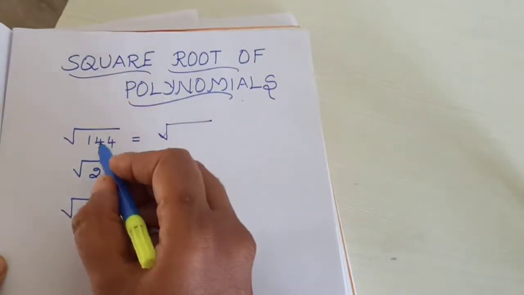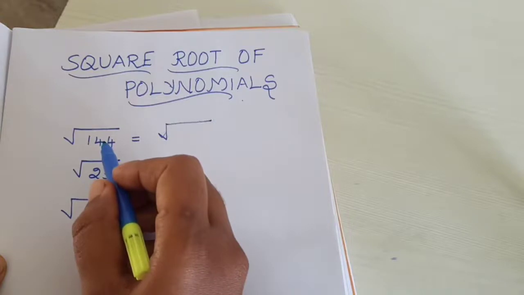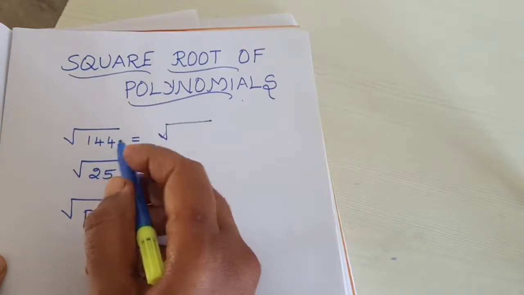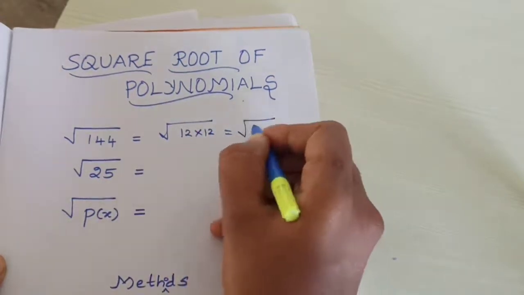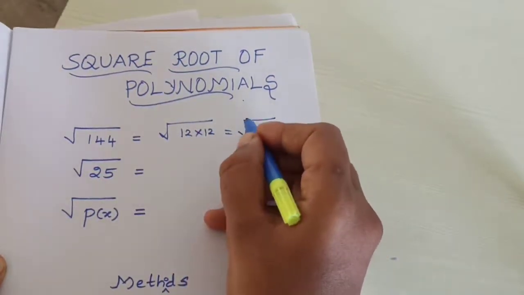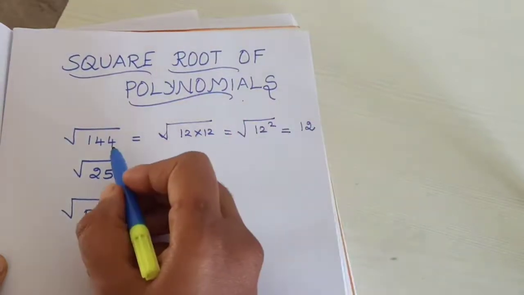Square root of 144. When we multiply two numbers, we need to get the same two numbers, and you need to get 144. Can you guess the numbers? Yes, 12 into 12, which is equal to 12 squared. The square and root get cancelled, and what is the answer? 12. This is the square root.